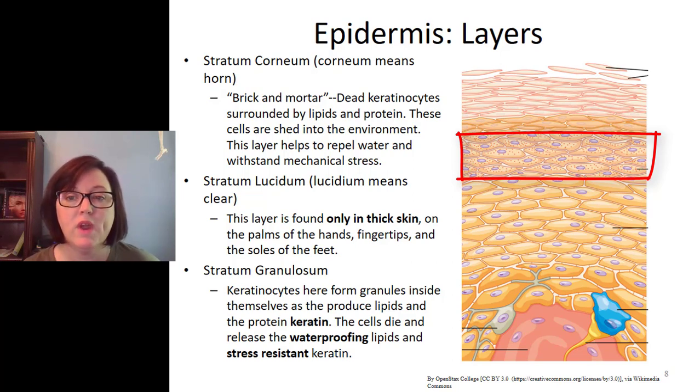The granules inside of these keratinocytes contain lipids and protein, like protein keratin. Okay? And eventually these cells die and they release these waterproofing lipids and this very mechanically stress-resistant keratin into the extracellular spaces between the other keratinocytes. In other words, in this layer, the keratinocytes are producing the mortar of the brick and mortar analogy.